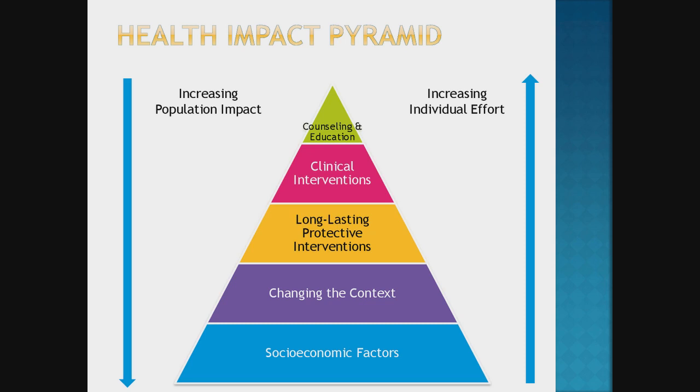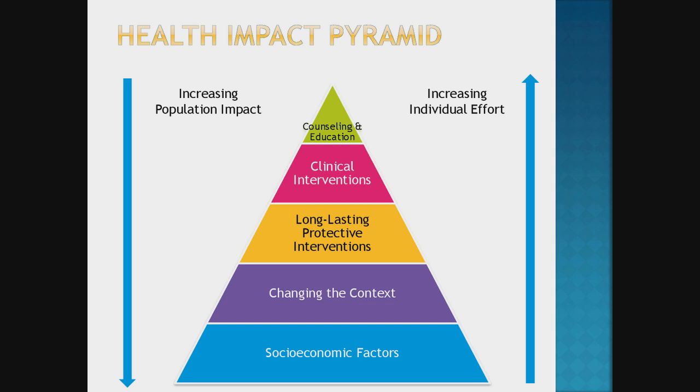And at the very bottom of the pyramid are socioeconomic factors. These are factors that can affect health, and it could include poverty, education, housing, economic status, job, and other social determinants of health.